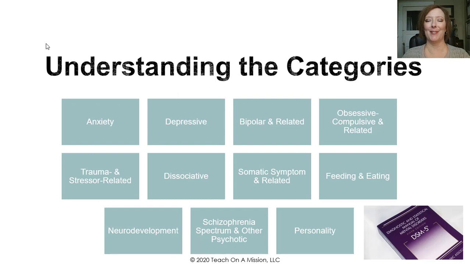There are several categories in the DSM. Let's talk about them very briefly. There are anxiety and related disorders, depressive disorders, bipolar and related disorders, obsessive compulsive and related disorders, trauma and stressor related disorders, dissociative disorders, somatic symptom and related disorders, feeding and eating disorders, neurodevelopment disorders, schizophrenia spectrum and other psychotic disorders, and then personality disorders. So we will be discussing all of these disorders at some length in the coming videos.